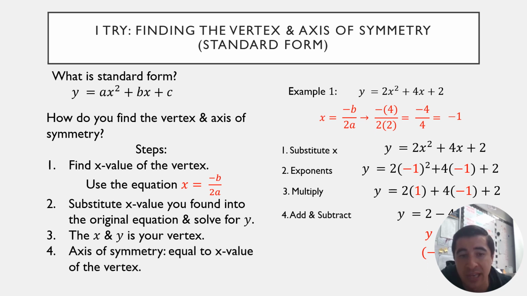Finally, I would need to find the axis of symmetry, and just like our vertex form, it's equal to the x value of my vertex. So in this case, my axis of symmetry is written as an equation of x is equal to, in this case, -1.